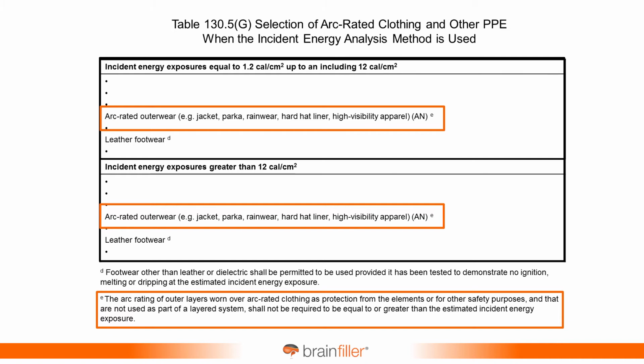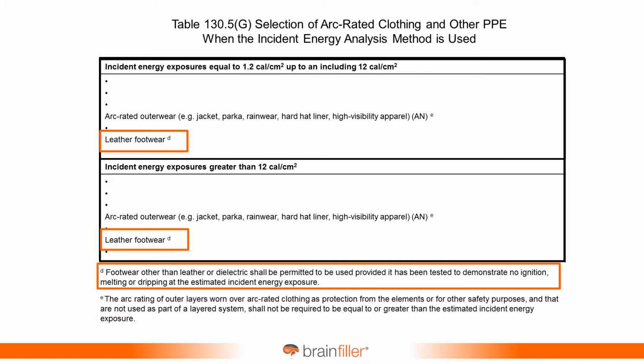If you're wearing like a 65 calorie system, how do you get a high-vis vest to have that kind of a rating? Then we also have the reference to leather footwear. This is where we now have the ability that you can wear something else if it's been tested to demonstrate no ignition, melting, or dripping at the estimated incident energy exposure.